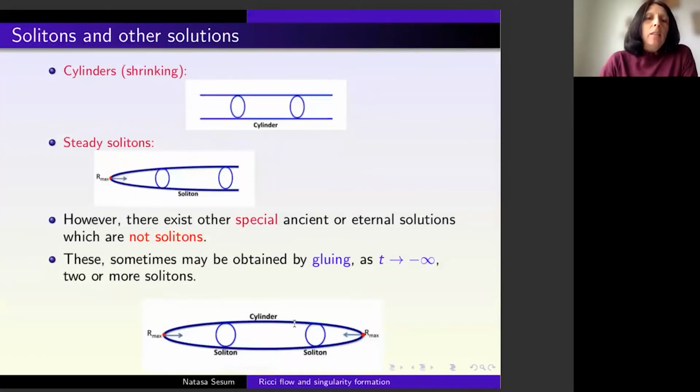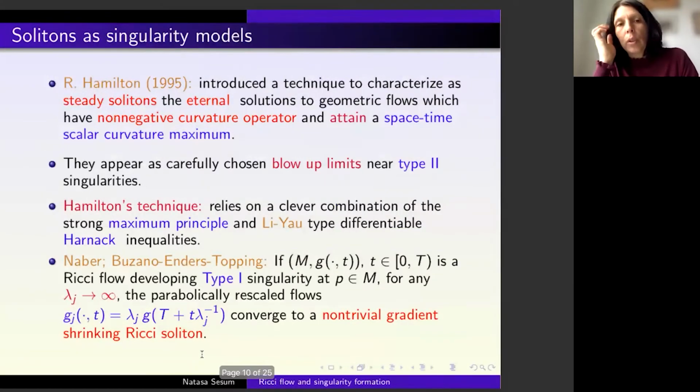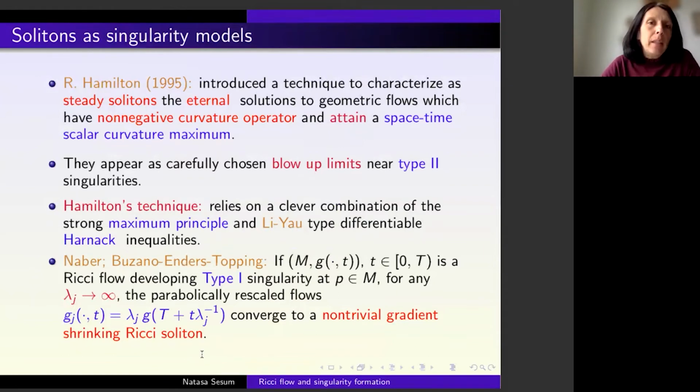Okay, and these objects which are ancient solutions but not solitons, what you can have in mind is the picture that I drew at the end of the slide. Usually, let's say in the compact case, you can view them as two steady solitons which are glued together by something in between, which resembles more and more a cylinder as the time approaches negative infinity, so that you make your picture, let's say, compact, right? So, there are solutions that look like that. And solitons, as I said, often appear as singularity models, but of course not all the time.